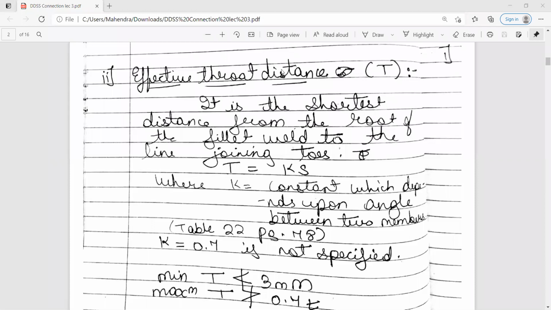And K is 0.7. If the value of K is not given in the question, you always have to take it as 0.7. And the minimum value for T should not be less than 3 mm and the maximum value of T should not be greater than 0.7 T. If the value of K is not given to you, you have to consider it as 0.7 each and every time. Again, no need to write these definitions. I will share this entire PDF with you.